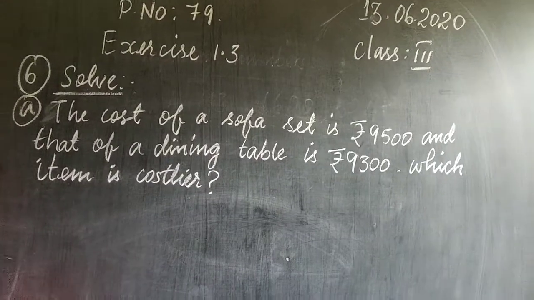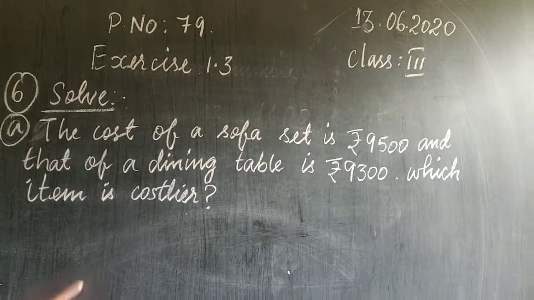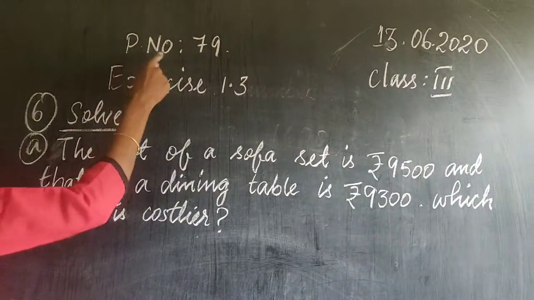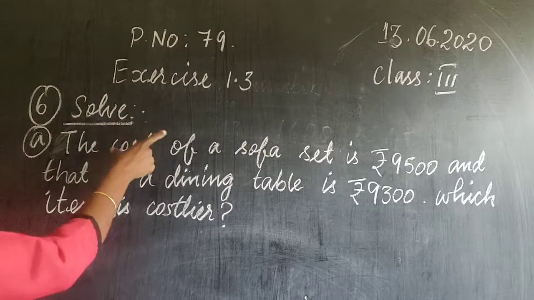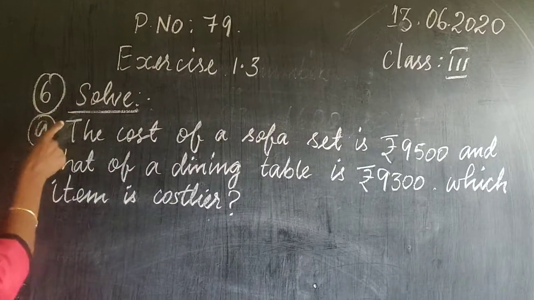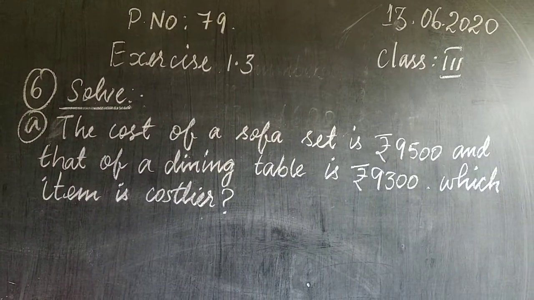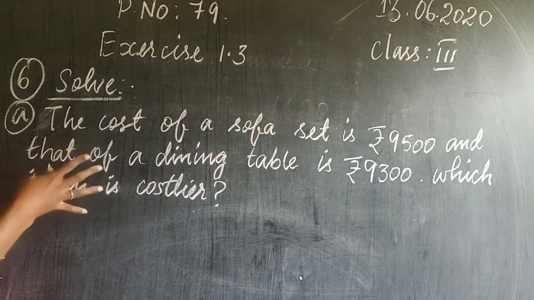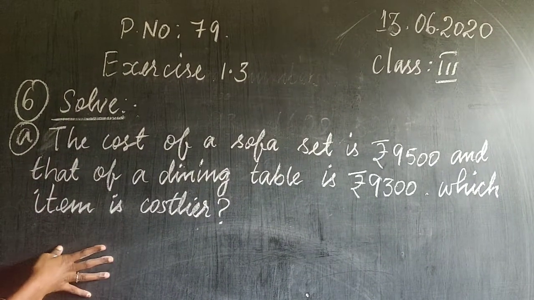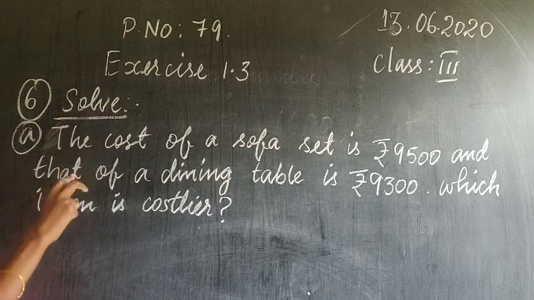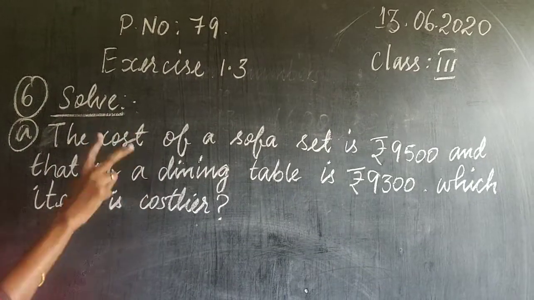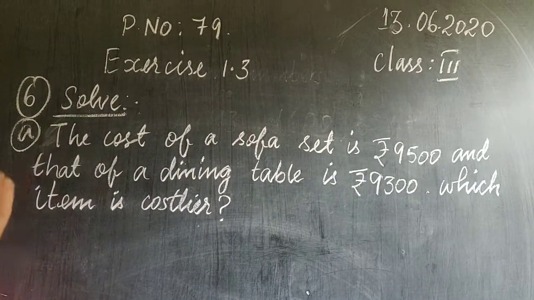Let me solve one problem from exercise 1.3. It is on page number 79. A word problem is given. Sixth question, first A1. I am giving an example. This is a word problem, so you have to write the statement. We were learning comparing numbers. In this problem, they are asking you to compare the numbers. So let me read the question.